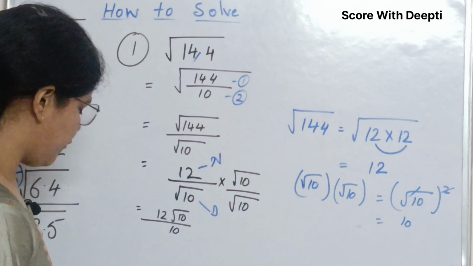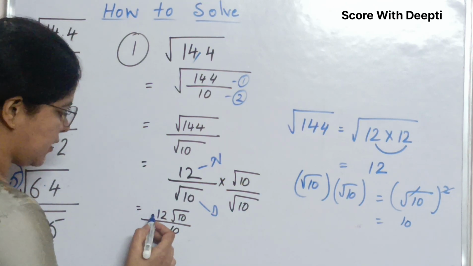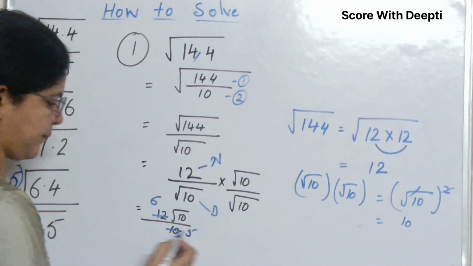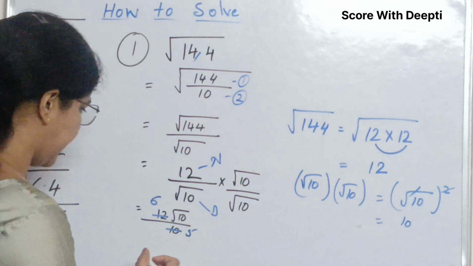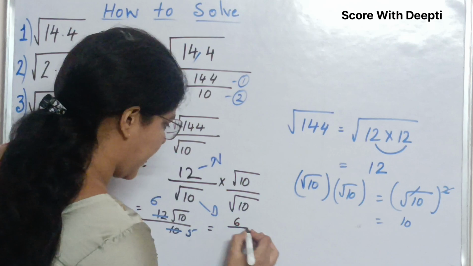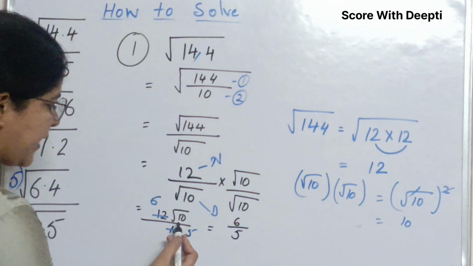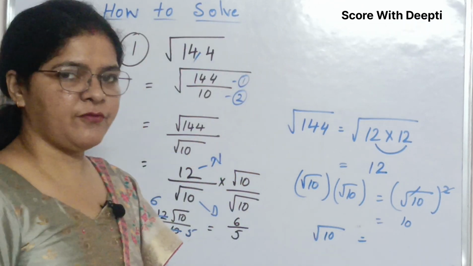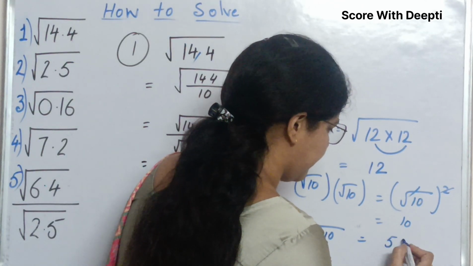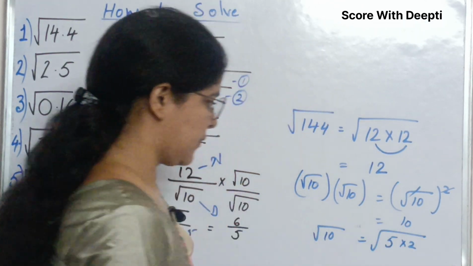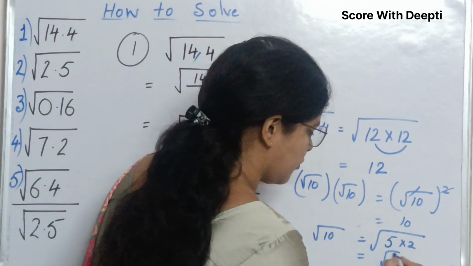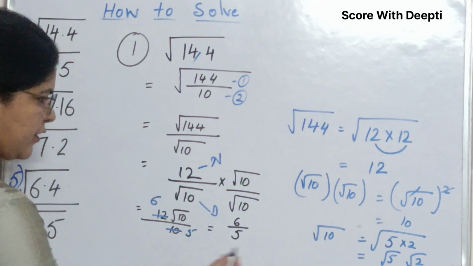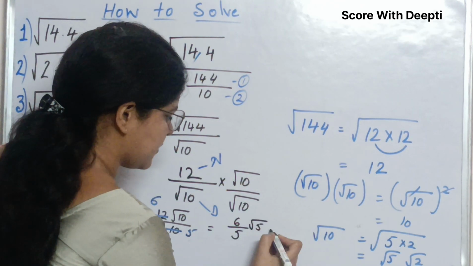Our next step, we cancel out 12 and 10. This will cancel on the table of 2. 2 sixes are 12, 2 fives are 10. Now we write 6 by 5, and in place of square root 10, we can write 5 twos are 10, which is in the square root. We separate these and get square root 5 into square root 2. Now in place of square root 10 we write square root 5 and square root 2.